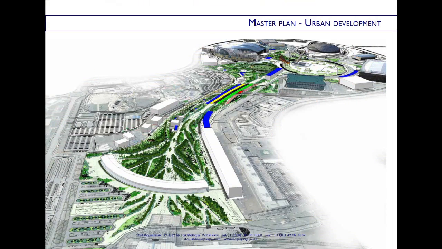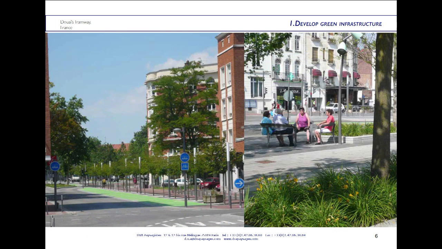So, the first step is the master plan and urban development. This is the picture of the Olympic Park of Sochi, and we designed a new project, and we tried to find a park with a specific basket to design a new face of the park. The first item of the urban planning master plan is to develop the green infrastructure.